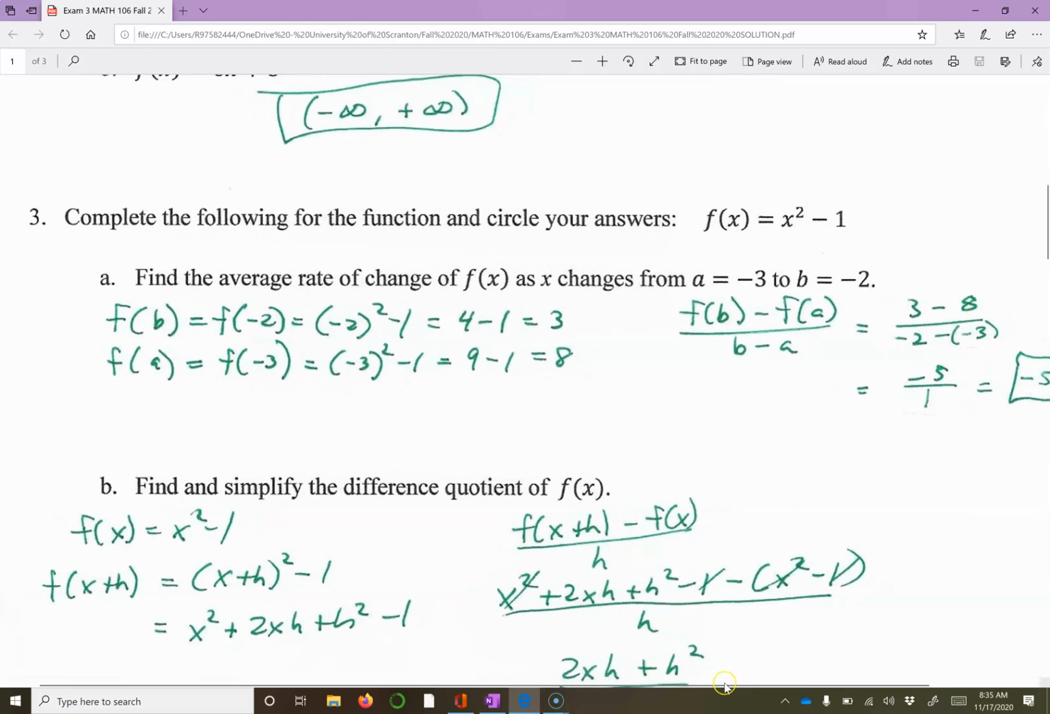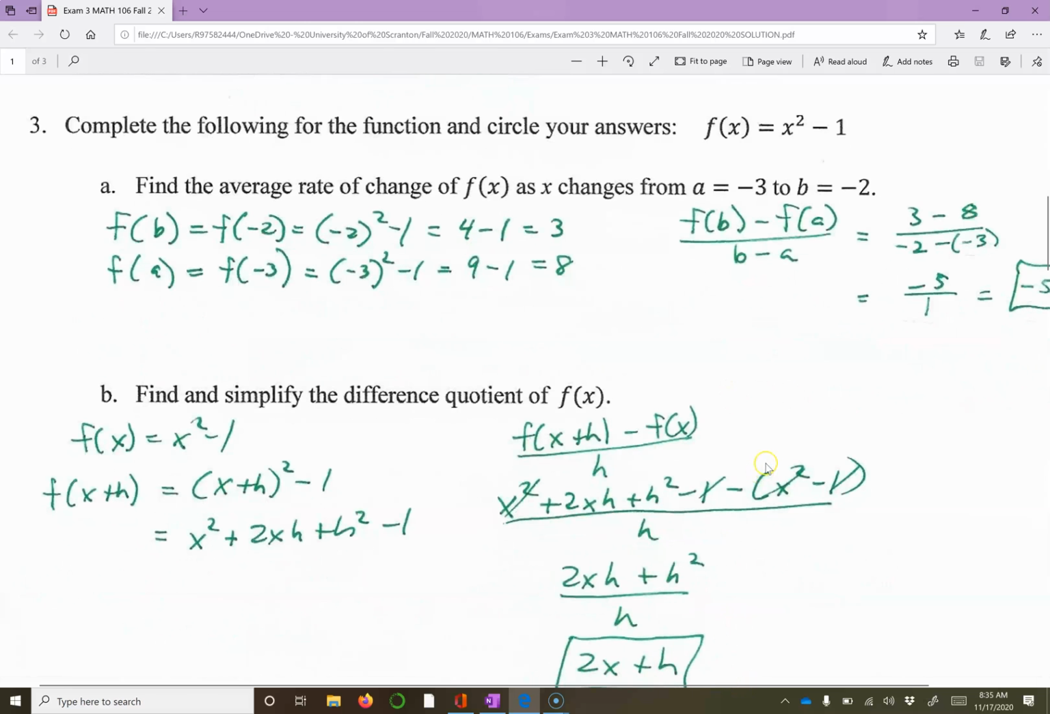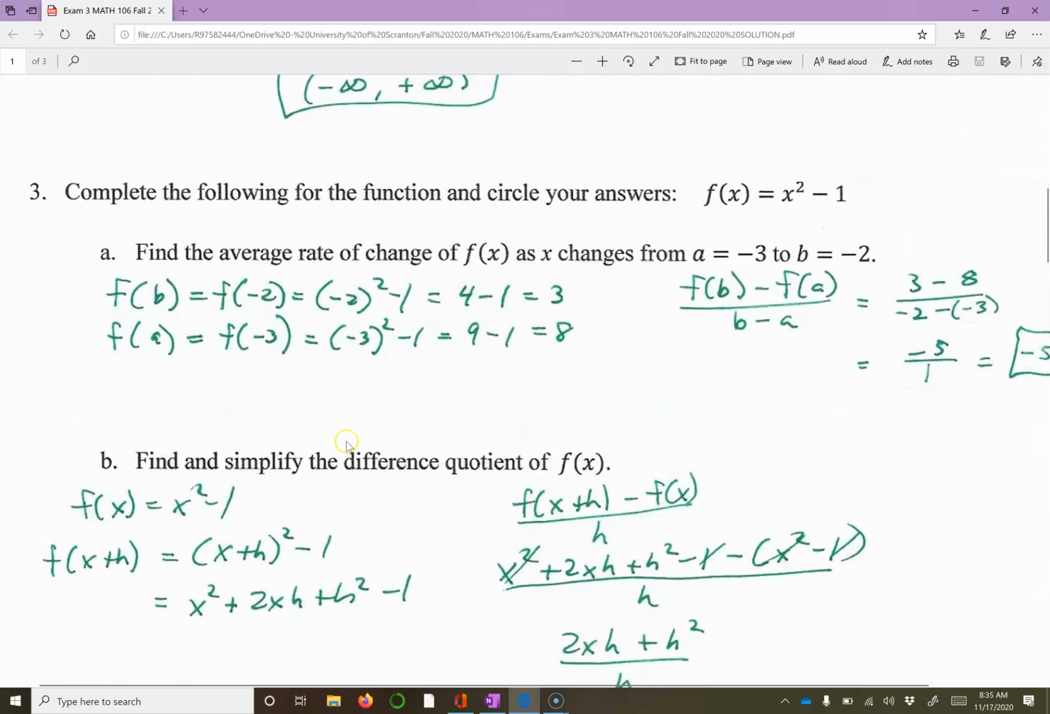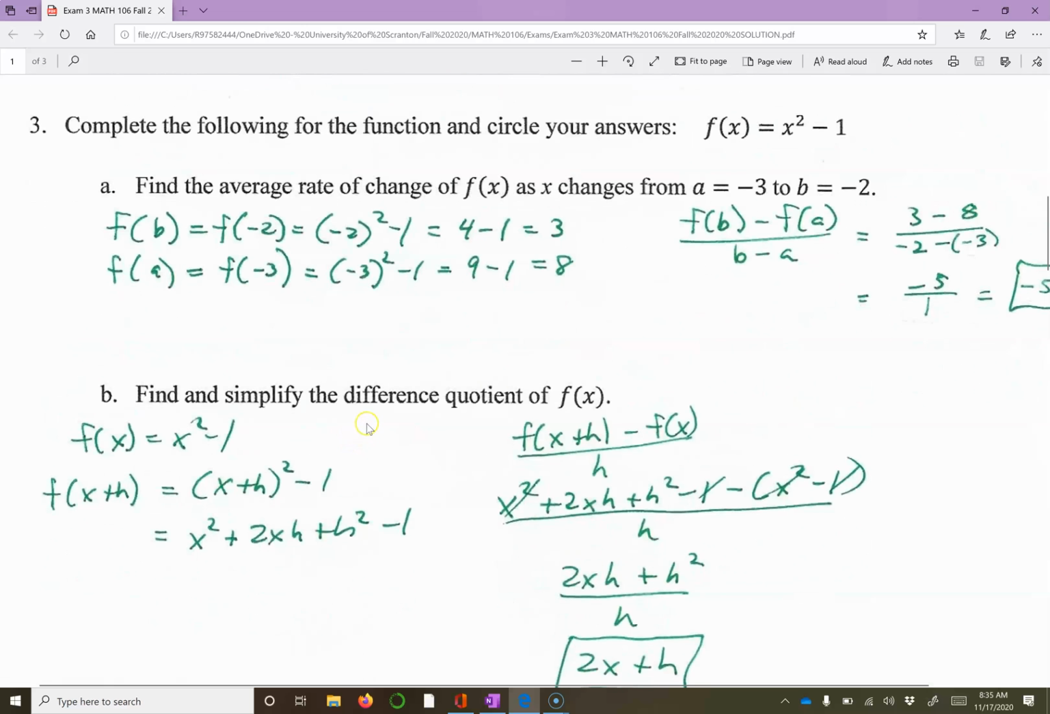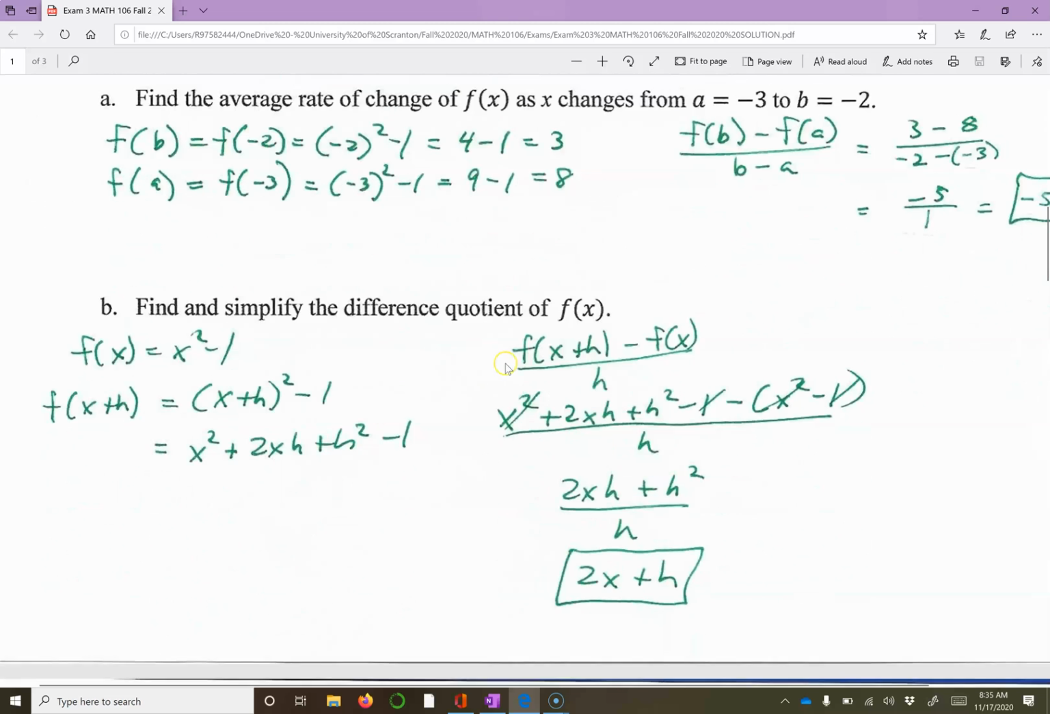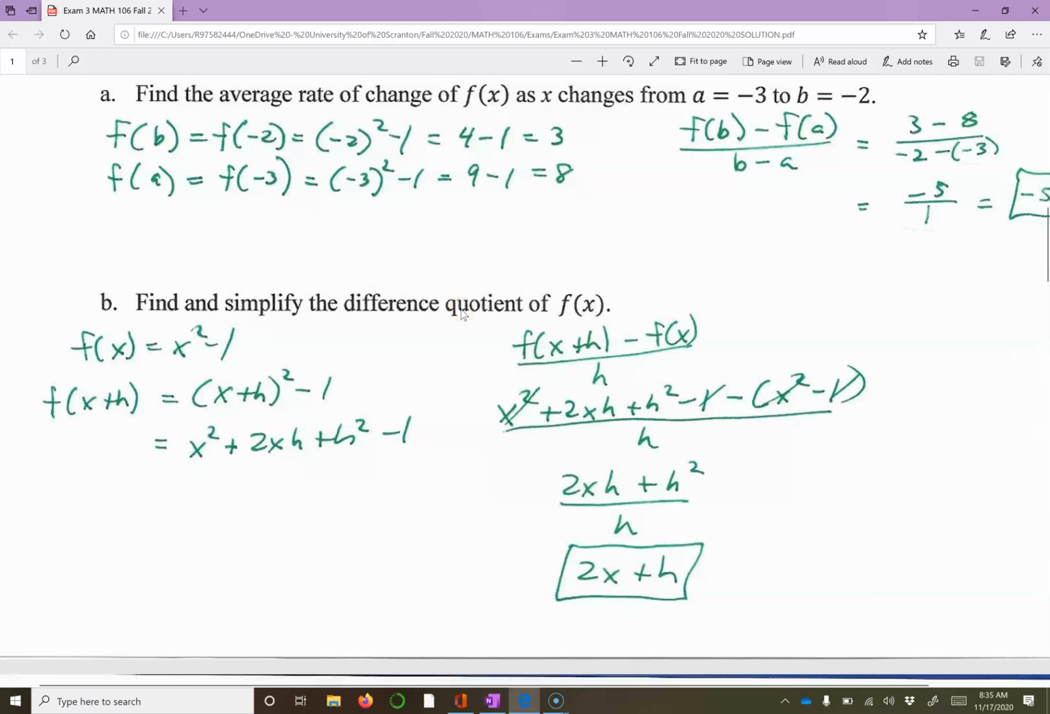Okay. And then B is find and simplify the difference quotient of f of x. So if you take Math 107, this is something you're going to see again when you eventually figure out how to take what's called the derivative of a function. So it's important that you at least see the mechanics of how to get to that point now. So you have to use (f of x plus h minus f of x) over h. So you have to essentially plug in x plus h in the function, figure out what that looks like, and then plug that big thing that I'm circling here with my mouse into the difference quotient and then just simplify. And you end up with 2x plus h. Okay?